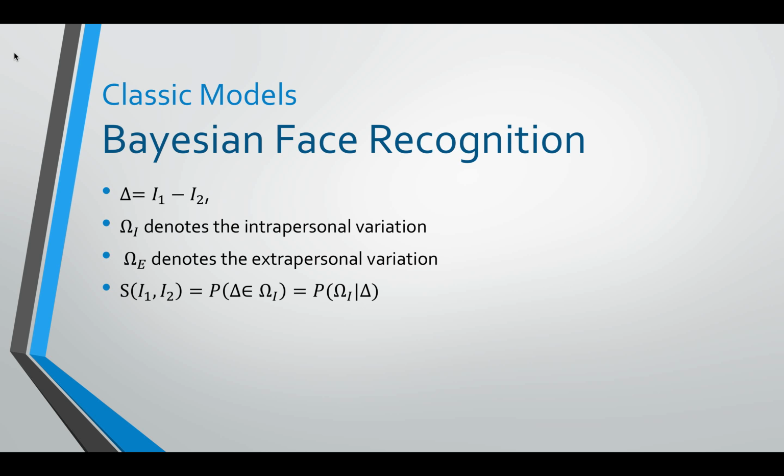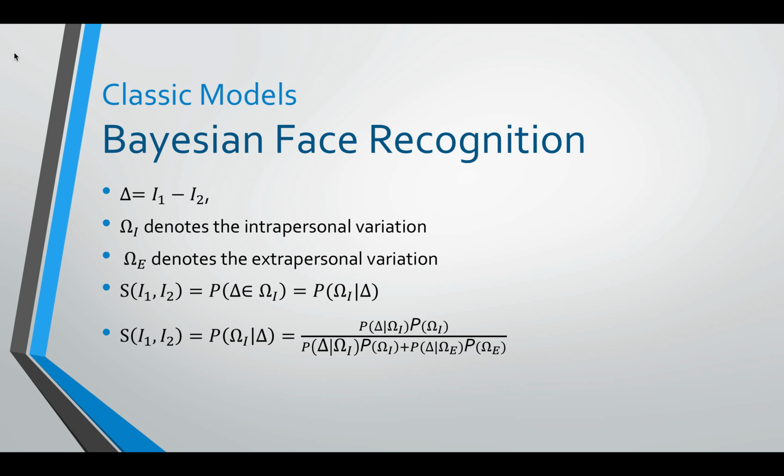Assume that the variation of face images could be represented as delta equals I1 minus I2, where I1 and I2 denote two different images at intensity. Then we define two sets of delta. Omega I denotes the intrapersonal variation, whereas omega E denotes the extrapersonal variation. By Bayes' rule, the posterior probability of omega I given delta could be solved as the last equation.